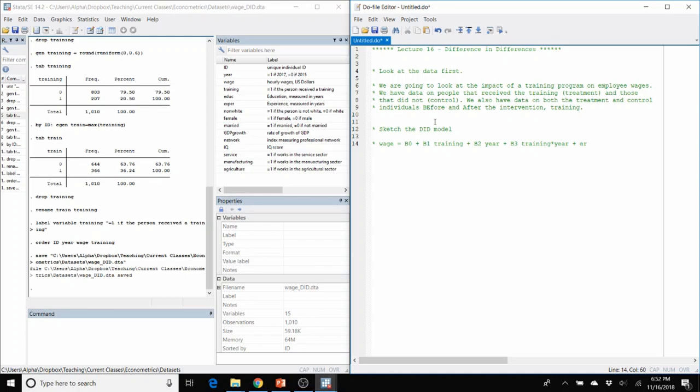This is the critical variable. We need this variable in the regression model. This is the critical variable. It'll be on beta 3.